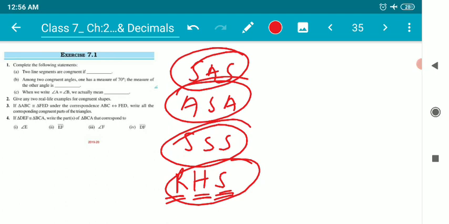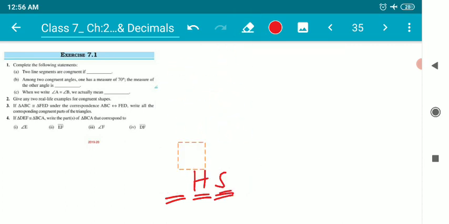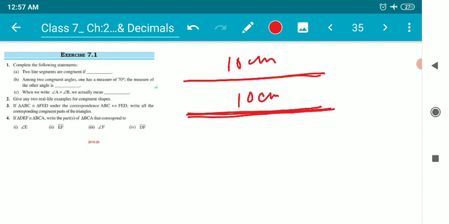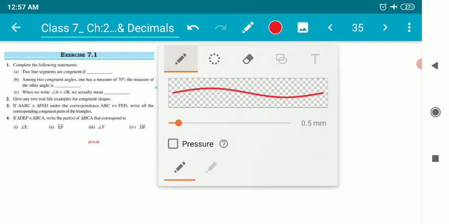Let us understand question number 1, children. In question number 1, two line segments are congruent. When can two line segments be congruent? When the lengths are the same, because a line segment does not have width. A line segment has only length. Suppose this length is 10 centimeter and this length is 10 centimeter. So both line segments are congruent with each other because they do not have any width. We only make comparisons with their length.